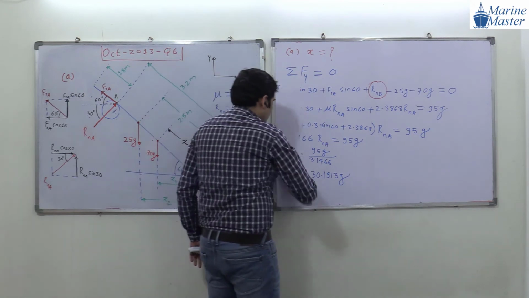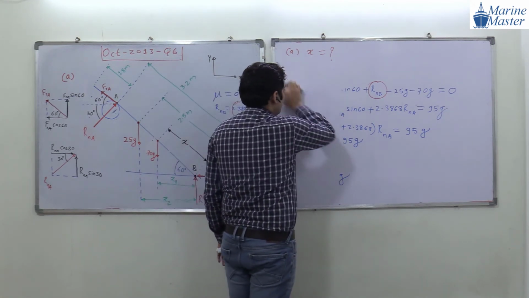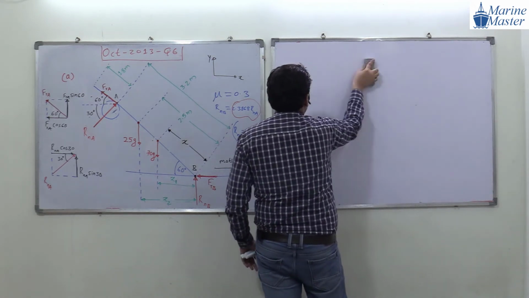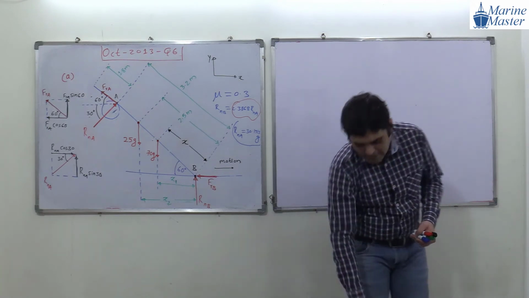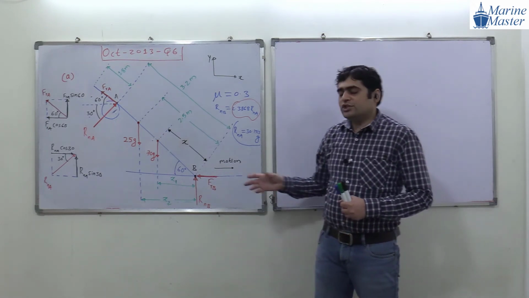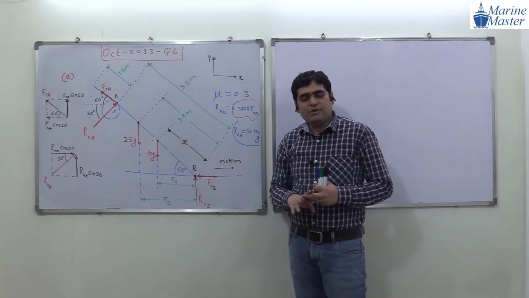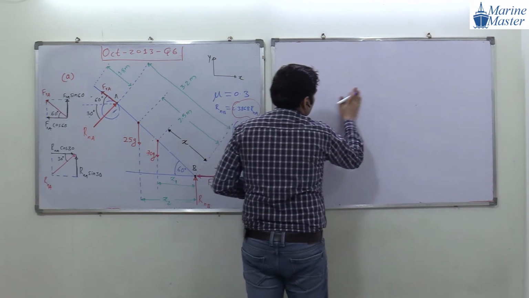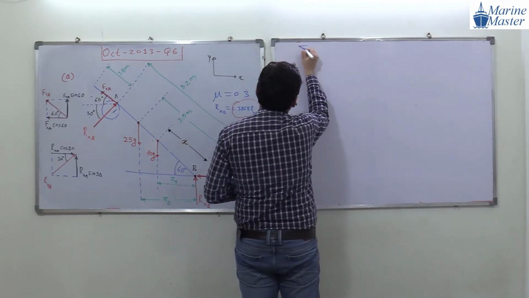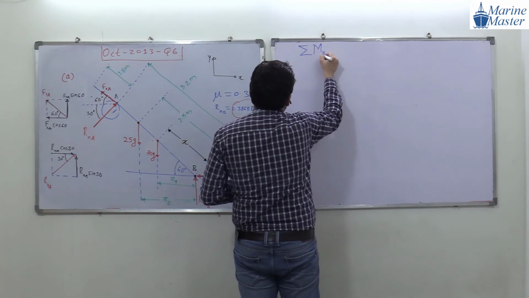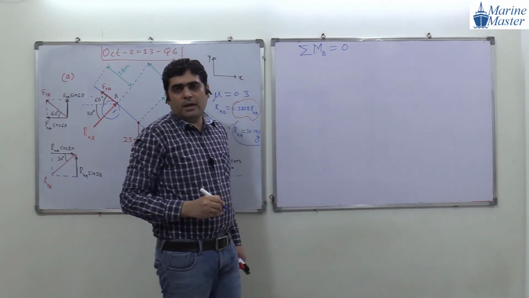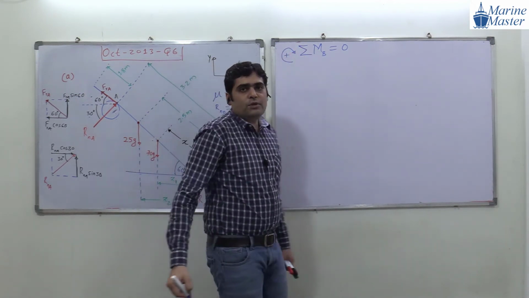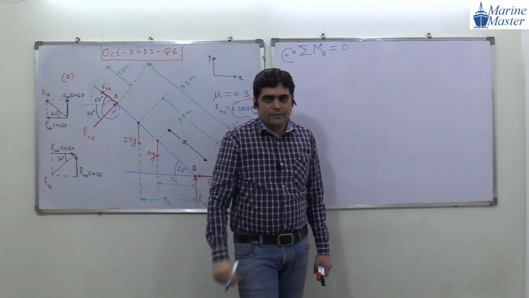Now we are going to take a moment about what point? A point or B point? In the beginning of this question we discussed B point. We have a lot of benefit in taking moment about B point. So summation of moment about B point equal to 0. Taking clockwise as positive. Okay.